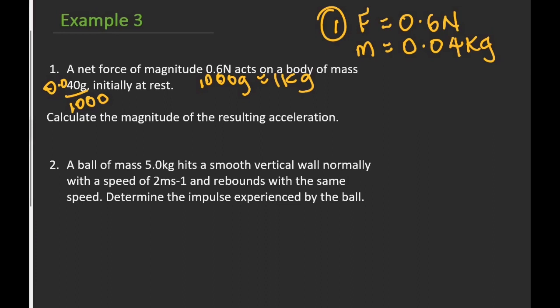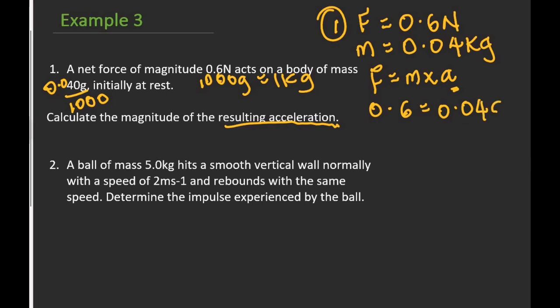Remember, force is mass times acceleration, isn't it? What are we looking for? We are meant to find the resulting acceleration. That means we need to find A. The force has been given as 0.6. The mass is 0.04 times the acceleration, which is not given.